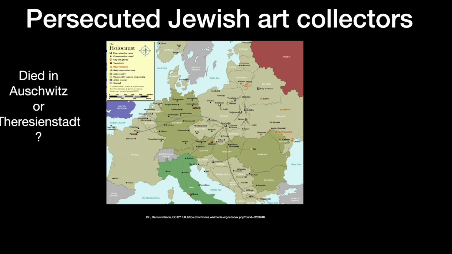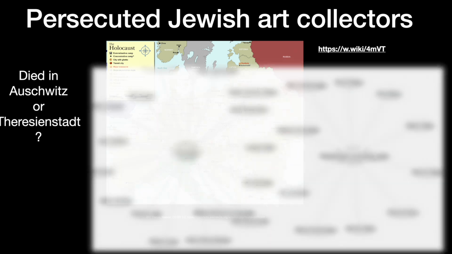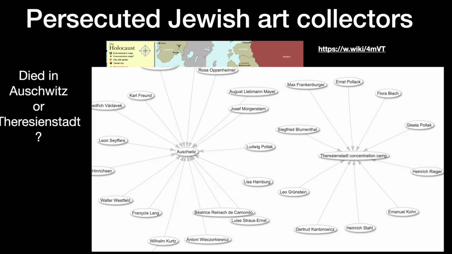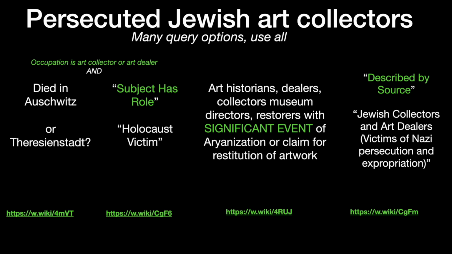So another very important concept is the concept of persecuted Jewish collectors. One way you could look at them is, for example, to look at people who died in Nazi concentration or extermination camps. This is the result of the query that you see up there, where you see art collectors who died in Auschwitz or Theresienstadt. But that, of course, is not the only way you could look. There are many ways to look for persecuted Jewish collectors in Wikidata.